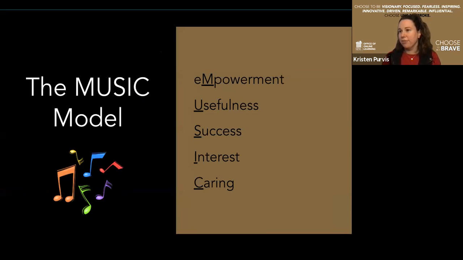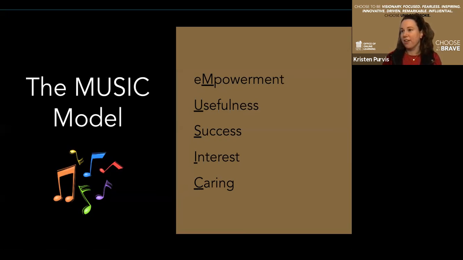Empowerment means that the design gives students choice, control, or freedom to make decisions within the course. Usefulness is when the design leads students to believe that the course content, assignments, and activities are useful for their future. Success means students believe that they can succeed at a high level if they put forth the effort required.